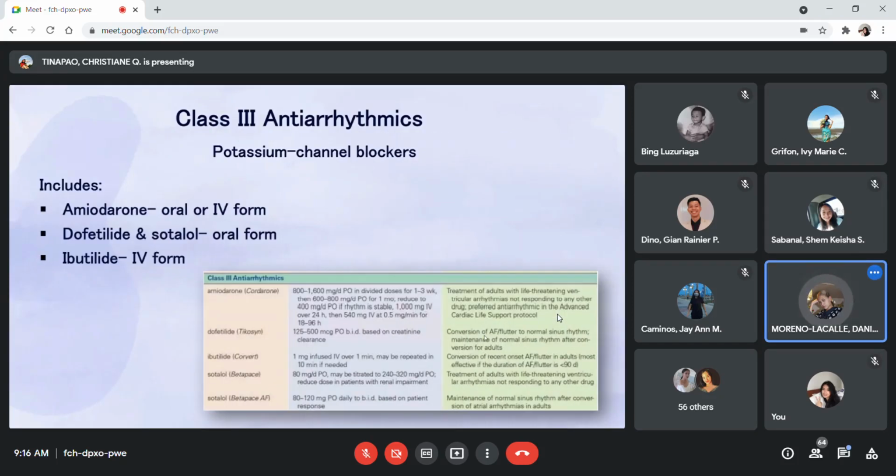Next slide, please. So after the class 2 antiarrhythmics, here we have the class 3 antiarrhythmics, which are the potassium channel blockers. They act by prolonging the action potential duration and effective refractory period, which is very helpful in preventing those arrhythmias caused by reentry, particularly reentrant rhythms. Reentrant rhythm is an abnormal cardiac rhythm. So we have four drugs that belong here: Amiodarone, Dofetilide, Sotalol, and Ibutilide.